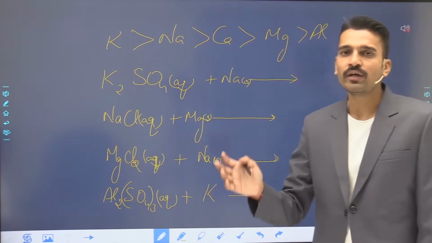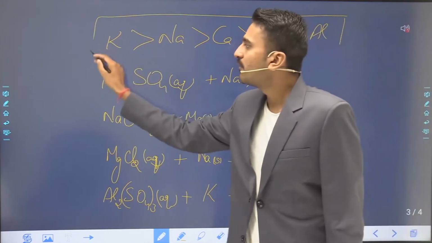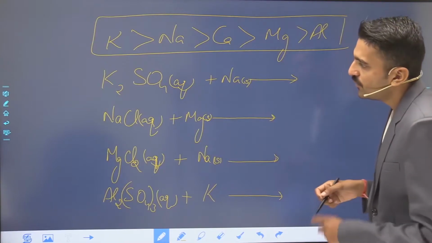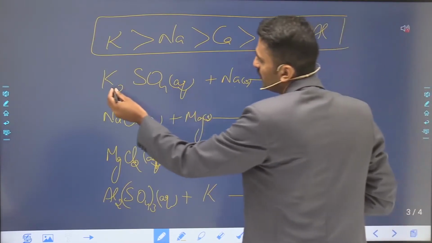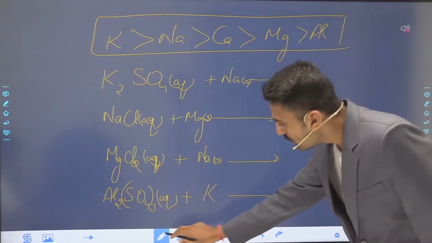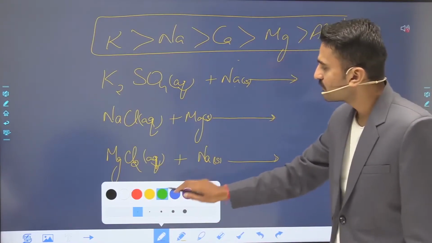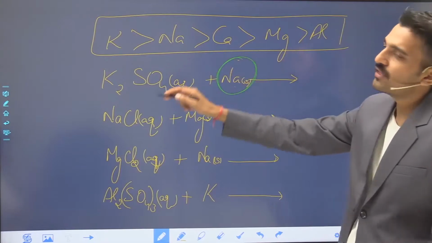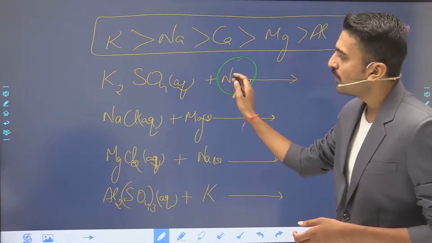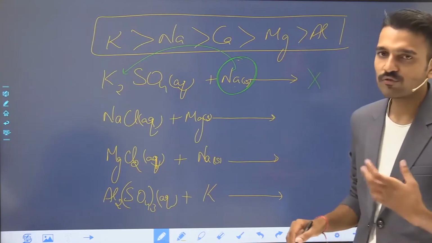Before moving into the reaction, before writing the product, first check the reactive metals. Which metal is more reactive than another metal? Here you see sodium, and here you see the aqueous solution of potassium sulfate. Sodium is less reactive than potassium. So will sodium displace potassium from its salt solution? No. Sodium will never displace potassium from its salt solution, so this reaction will never proceed.